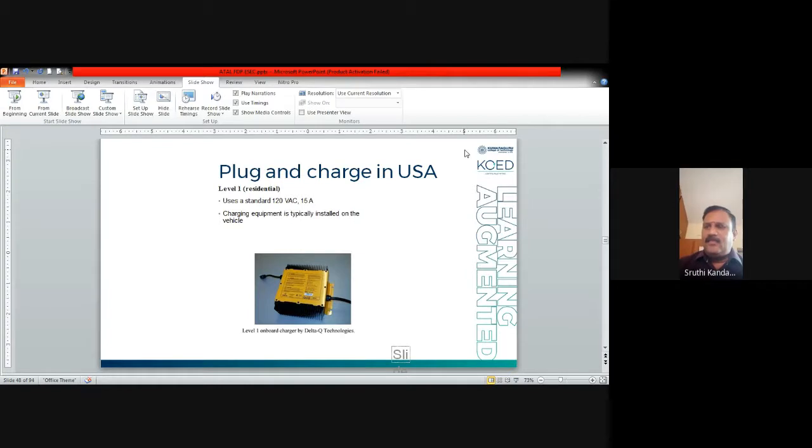Next we have plugs and chargers. In the USA we have Level 1. Level 1 is residential charging. In the United States it is not a 230 volt system; it is a 110 or 120 volt system. Therefore, it is 120 volt AC, 15 amps. It is a typical household residential charge station.